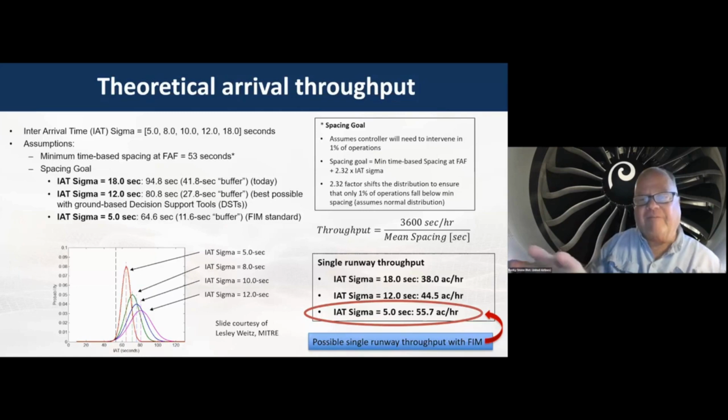And the only reason I'm wanting to harp on this is I think it's really important to understand the effect that precision spacing on final has, and you really need a much tighter control loop than is possible with the ground-based decision support tools and ATC today. And that's why I'm trying to be a proponent of FIM in the terminal area.